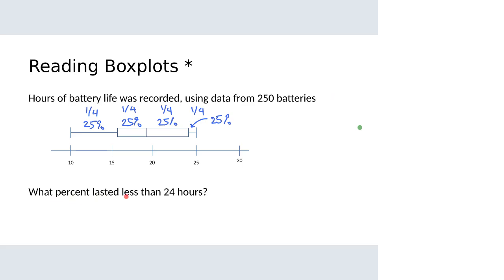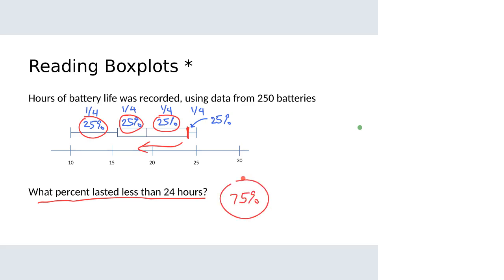And what percent of the batteries lasted less than 24 hours? Well, here's the 24-hour mark. So less than that is everything back here. So that would be 25 plus 25 plus 25. 75% of the batteries lasted less than 24 hours. Only 25% of them lasted more than 24 hours. Let me know if you have any questions on that. I feel like we're in a much better place now with 25% is in each region, regardless of how big or small it might be.